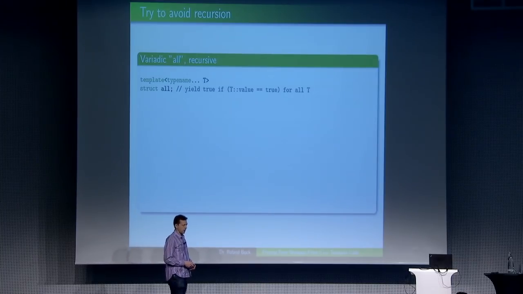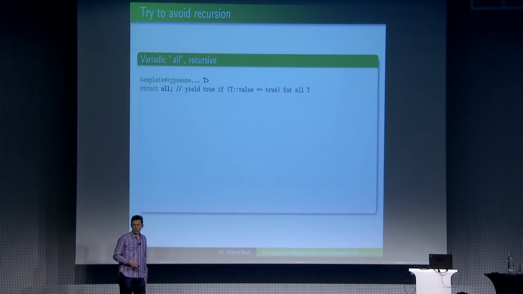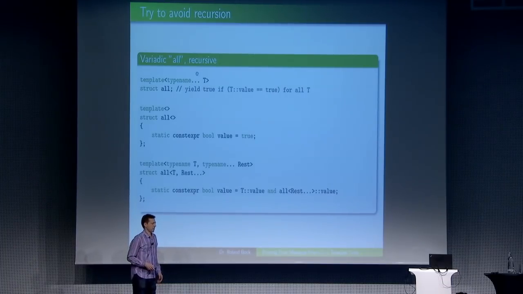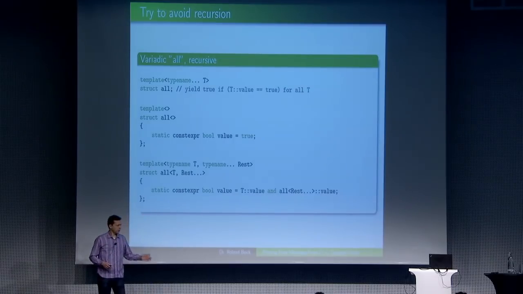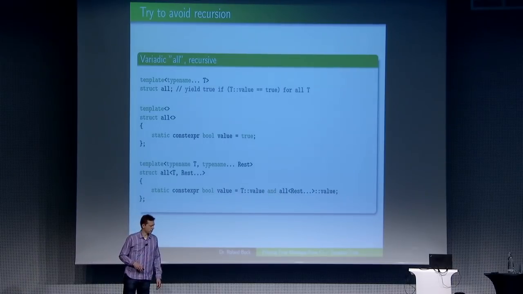This thing is a type that should yield true if all arguments that you give to it have a value, true, and otherwise it should yield false. Okay? And if you want to do this in the classic way that the tutorials tell you, then you will do something like this. You will have a specialization for all that has no arguments. Well, if there are no arguments, then all arguments are true, obviously, so the whole result is true. And otherwise, you just take the first argument and combine that with the result of the rest. And so that's it. Okay, easy enough, right?